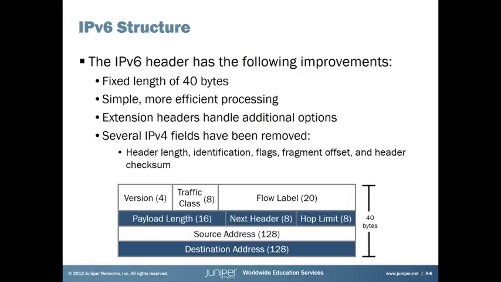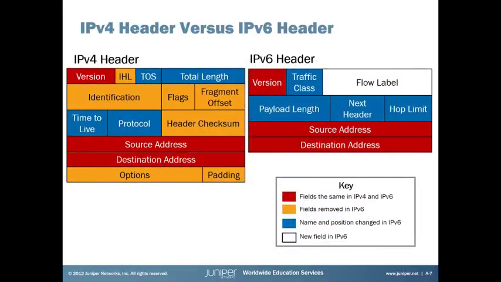So it is a total of 40 bytes. The version is 4 bytes, traffic class is 8, flow label 20, payload 16, next header 8, hop limit is 8, and then the source address, of course, 128, and destination 128. So it's a total of 40 bytes. So let's do a little comparison between the two. So you can see the IPv4 header much bigger, a lot more stuff in there. IPv6 header, nice and small.